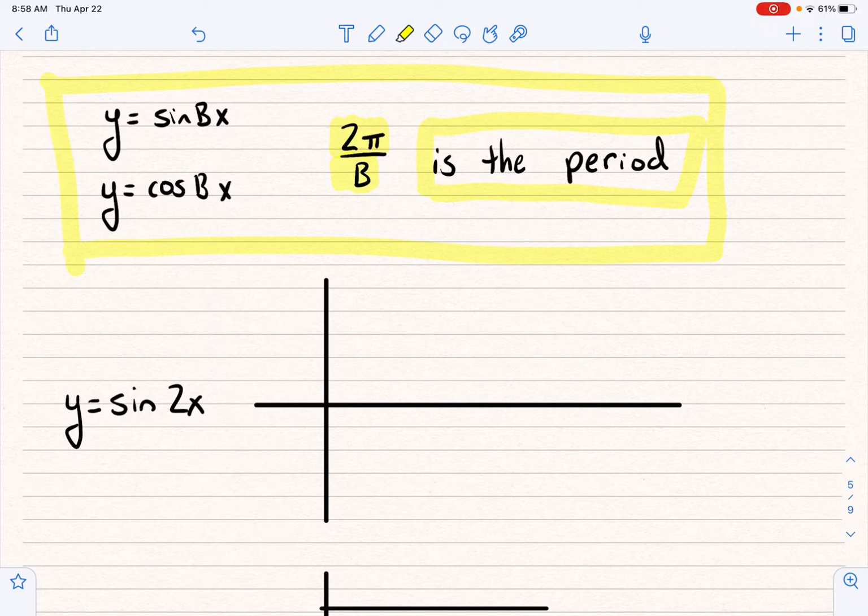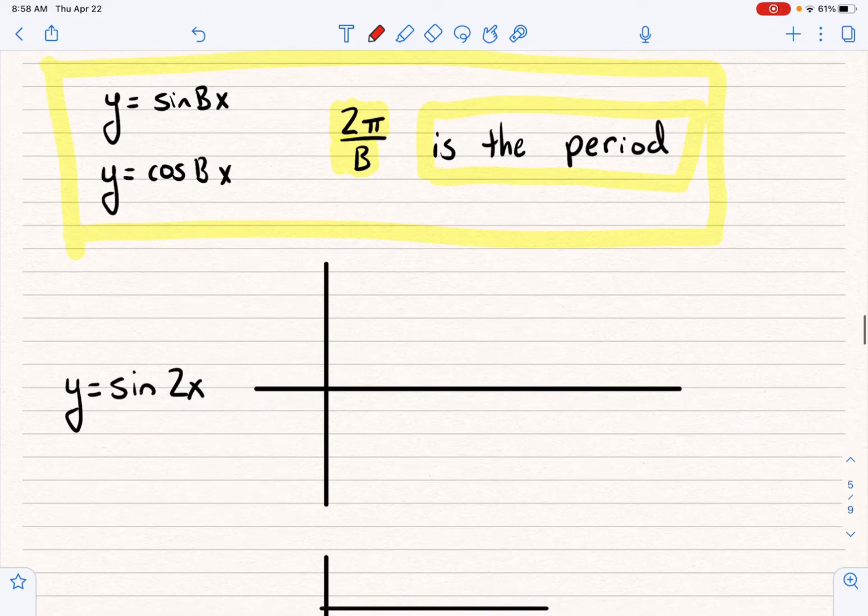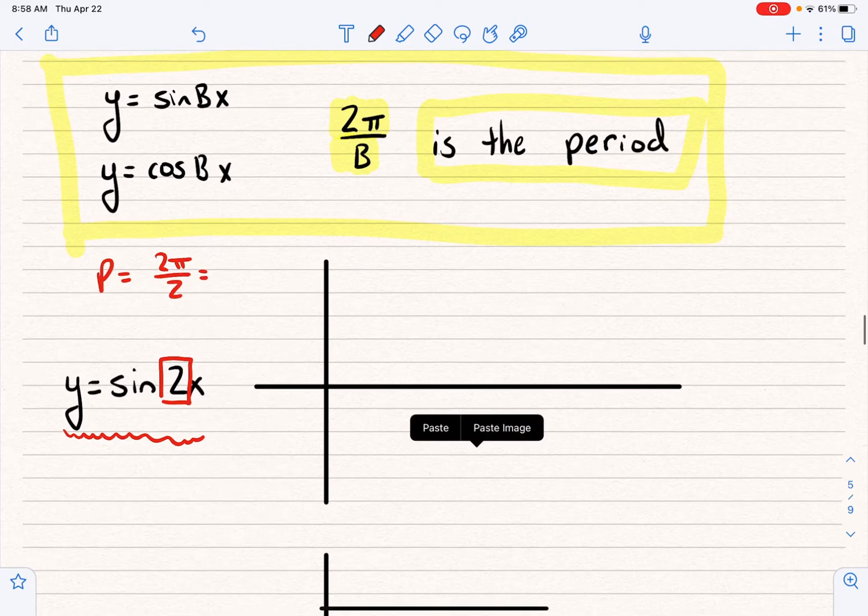And now what I'm going to do is show you how I would graph these. We're going to start with a really easy one, like y equals 2 sine x. Clearly the b value is 2, so the period is equal to 2 pi over 2. The 2's cancel out, and I just get pi. Now, I'm not going to try to make this especially short to graph it. I'm just going to change how I graph it.